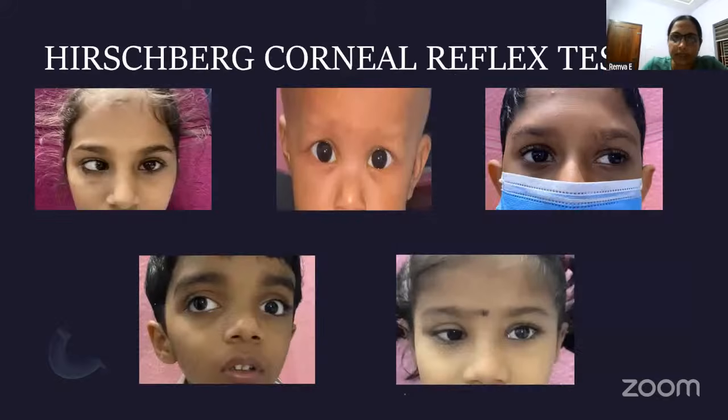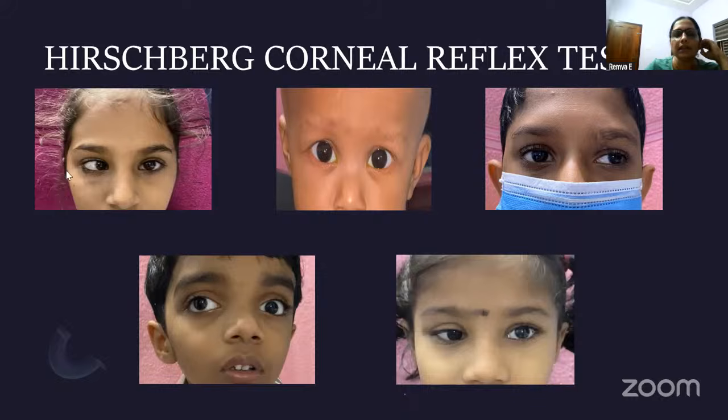Before doing the cover test, you need to know apparently which eye is fixing and what the deviation is. For that, you have what is called the Hirschberg corneal reflex test. Normally, when you shine a torch, the reflex falls on the center of the pupil. In the central image, you can see the reflex almost falls on the center of the cornea, so you may think that it is a case of orthotropia. But what happens with the first image?